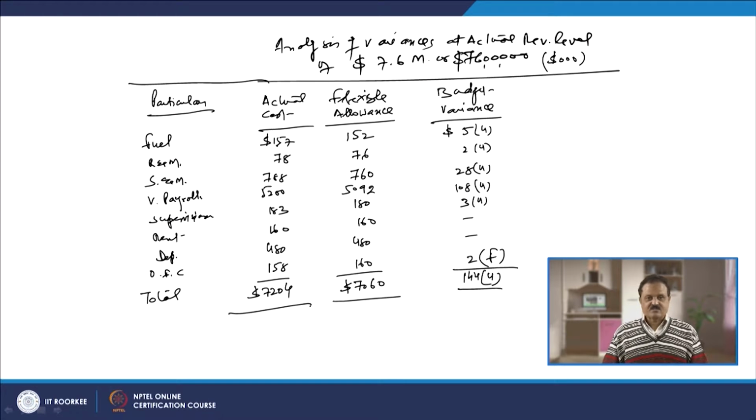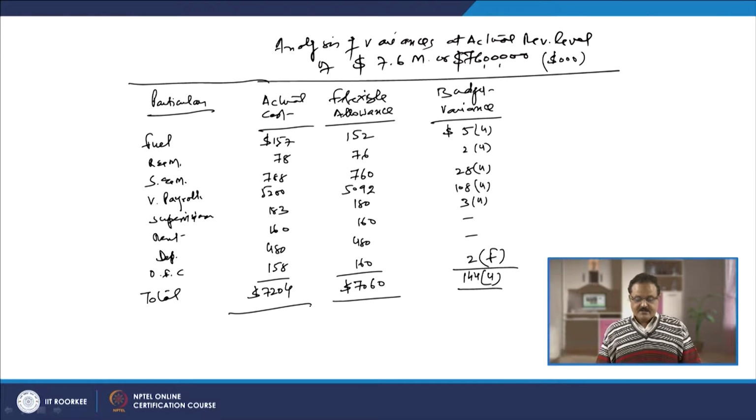Fuel also we have used more by $5,000. Repair and maintenance also we have spent more, by $2,000. Supplies and miscellaneous expenses, we have paid a larger amount, $28,000 extra as compared to the expected expenditure at the revenue level of $7.6 million. And variable payroll is the cause of concern, because the larger part of the variances, that is of the total 144,000, 108,000 have occurred because of one reason, that is the variable payrolls, right.